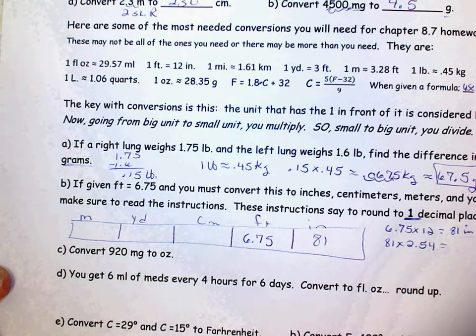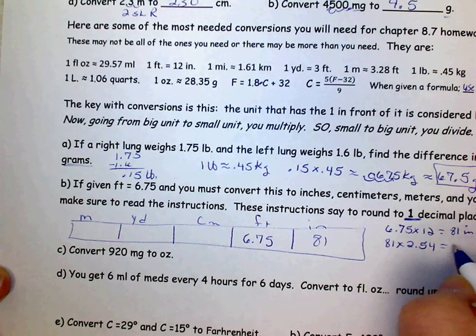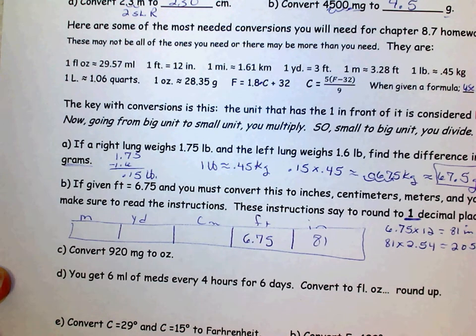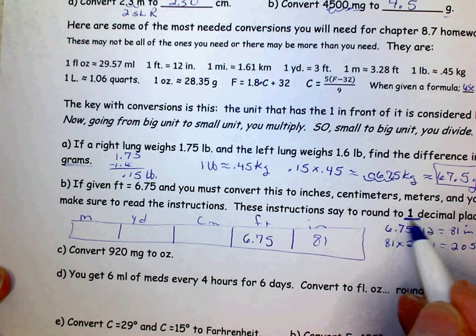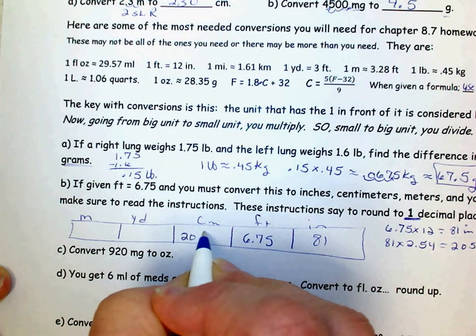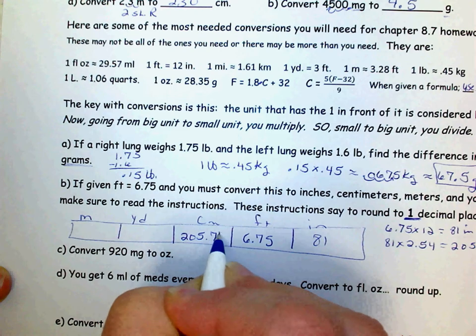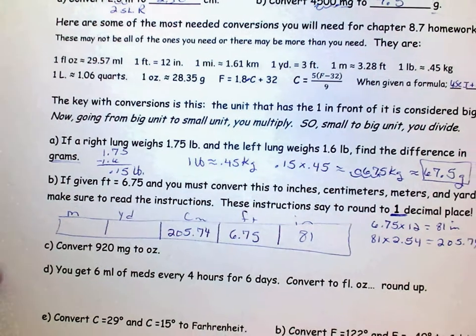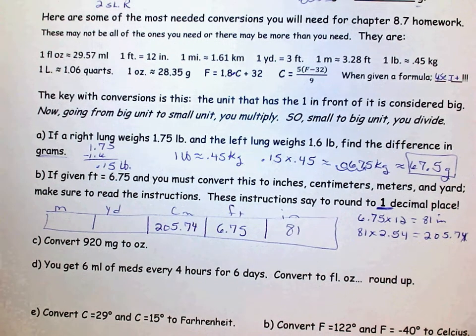So times 2.54, and that way you keep a running total in your calculator. 205.74, but as our instructions say, we got to round to 1 decimal place. So this is smaller than 5, so we knock it off. 205.74. Whoops, I ran out of the video. Sorry about that. So we knock that 4 off.